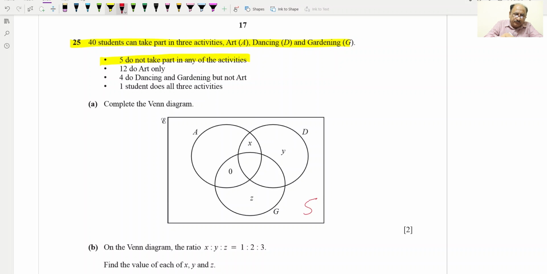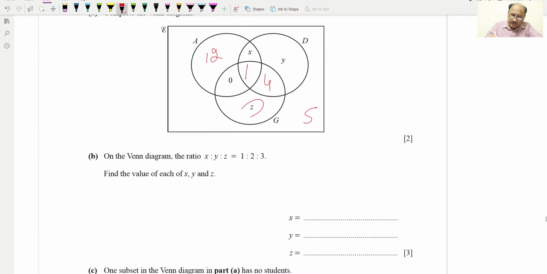Next is 12. 12 do art only. Art only is this region, so we'll write 12 in this region. Then 4 do dancing and gardening but not art. So that is basically this region, so 4 will be over here. And then one student does all three activities. So all three activities is this region. So we will write here 1, 0 is already written over here, y is written here, x is written here, and z is already written over here.